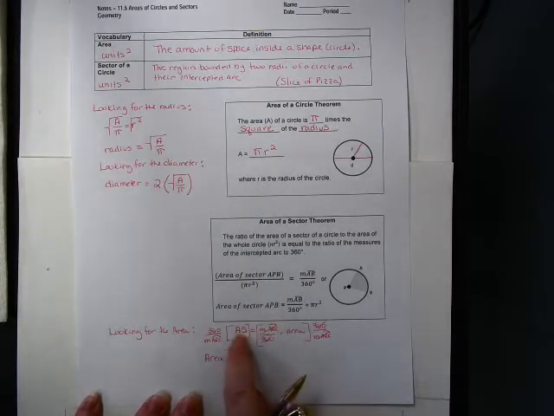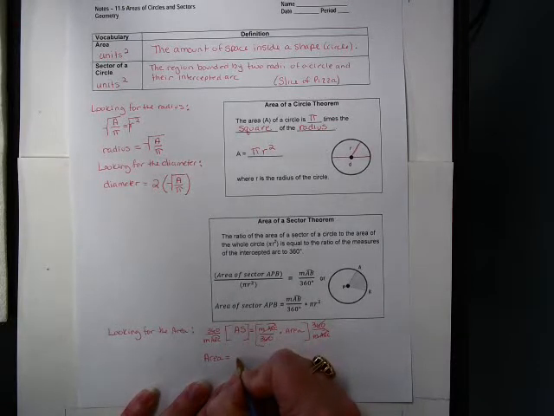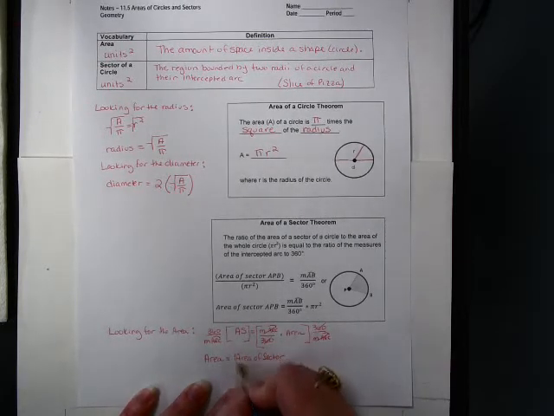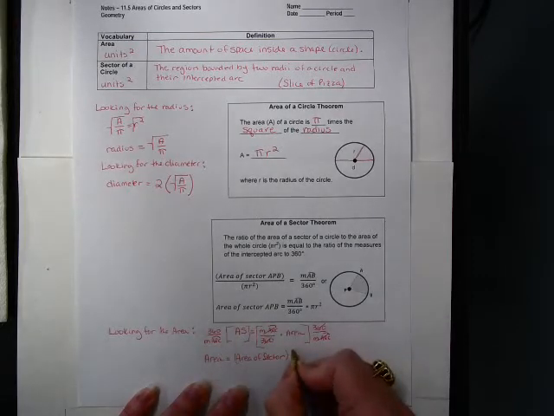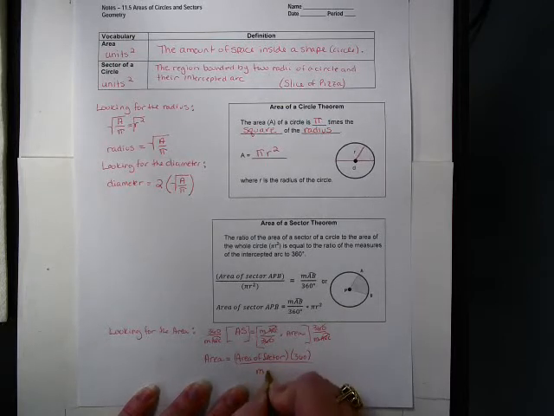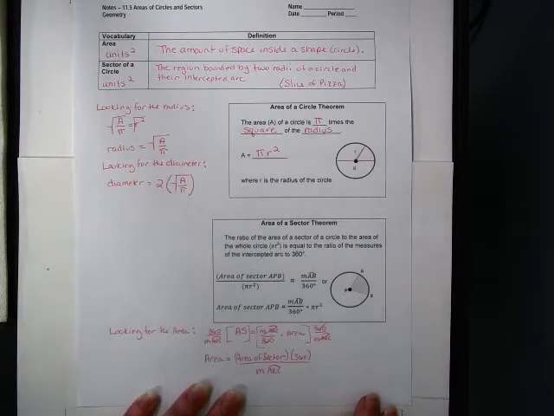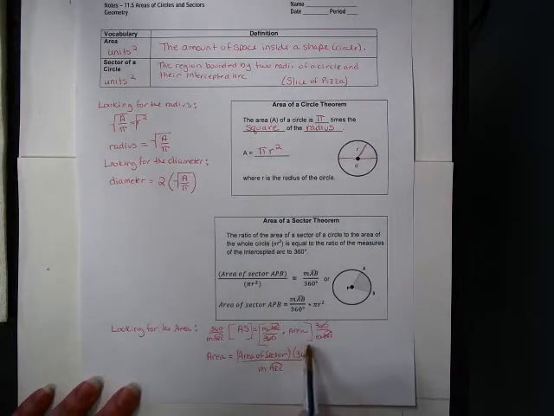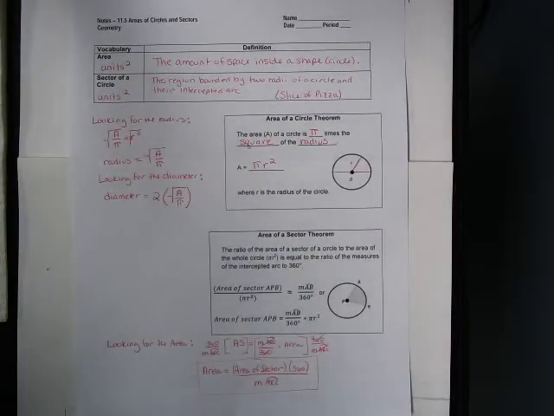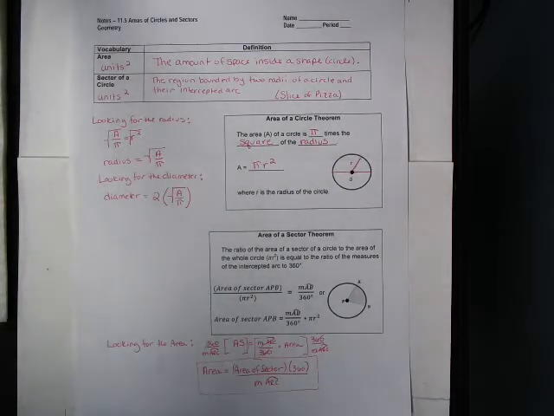Okay, so when I clean this up and flip it around, I'm going to have area is equal to, and I'm going to spell that out again, area of the sector times, multiply straight across, so it's going to be times 360 divided by the measure of the arc, whatever arc they give me. Okay, so that's how you find it right there. Okay, next page.